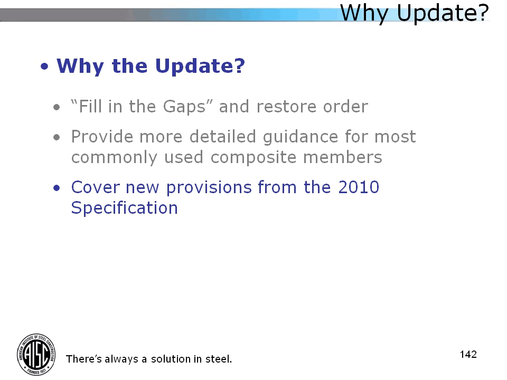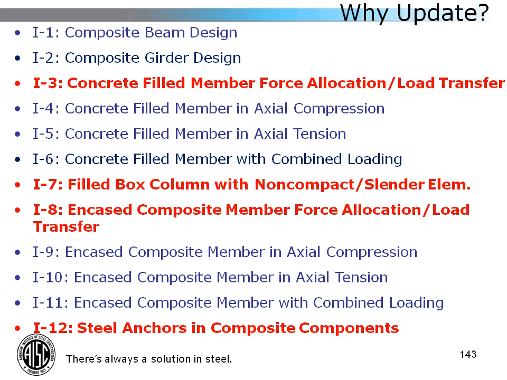And then the third reason for the update is to cover the new provisions for the 2010 specification. I've been talking about that for almost an hour now. So we had to add sections I3 and I8 on load transfer, I7 for non-compact and slender elements of a box column, and I12 to handle these new steel anchor and composite component provisions.